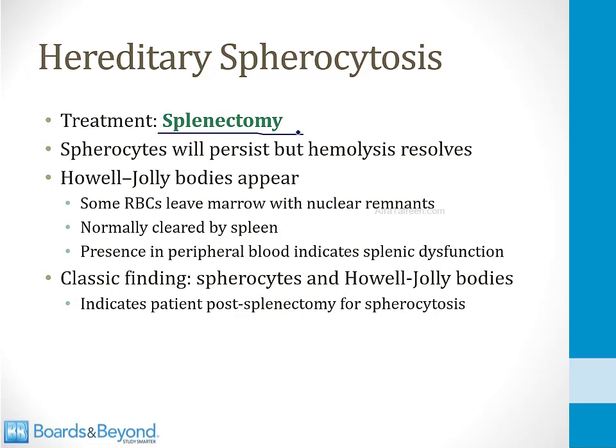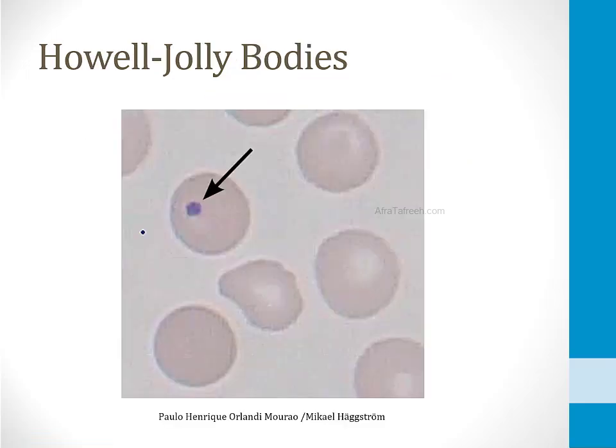Remember what I told you earlier, spherocytes are normal in terms of their oxygen carrying capacity. The problem in this disorder is the chronic hemolysis. If the spleen is removed, then the hemolysis will resolve. Spherocytes will still be present, but that's okay because they can carry oxygen just like normal red cells. Now, one important thing you should know about patients who have had their spleen removed for spherocytosis. When this is done, Howell-Jolly bodies will appear in the peripheral blood. This is a picture of a Howell-Jolly body shown on the screen here. It's a small inclusion inside of a red cell.